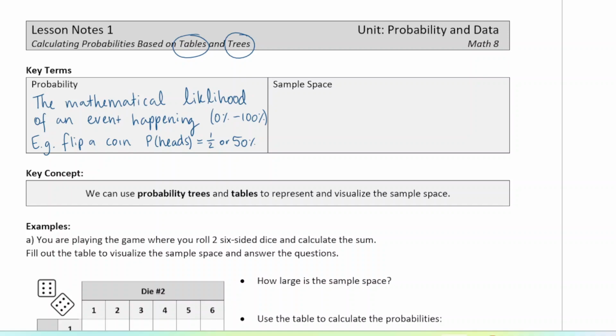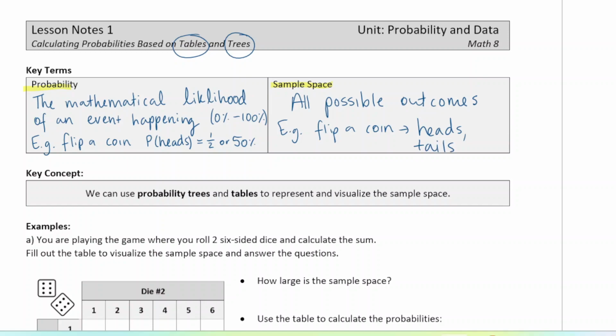Sample space, we're going to be using this word a lot. It's the set of all the possible outcomes in a probability experiment. So just as a really simple example, when you flip a coin, the sample space is going to be heads or tails.